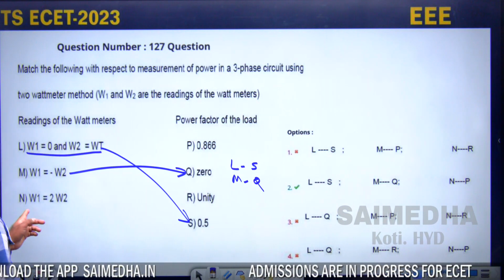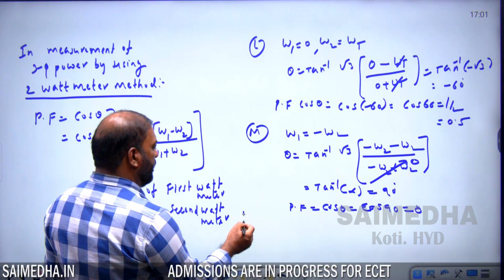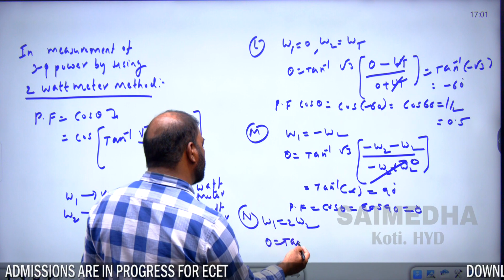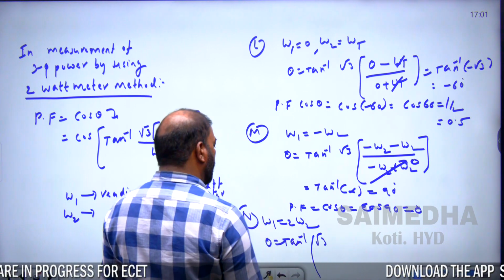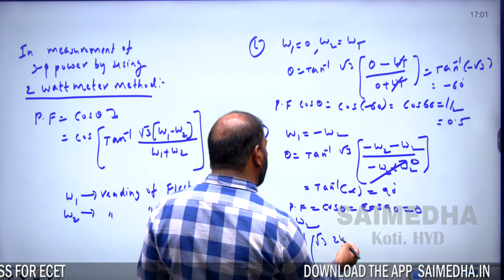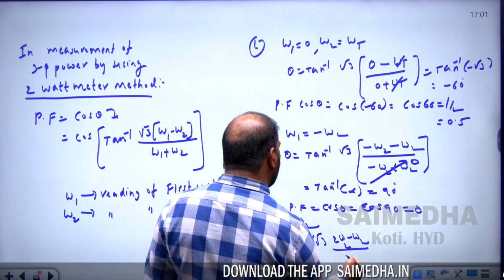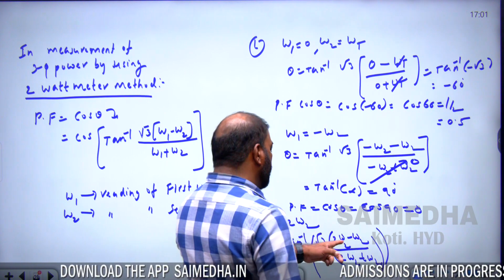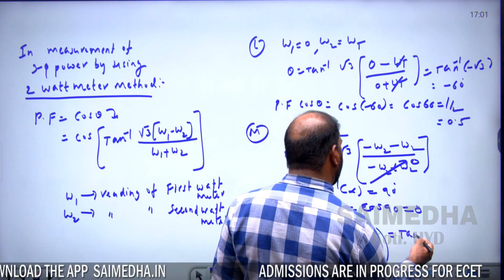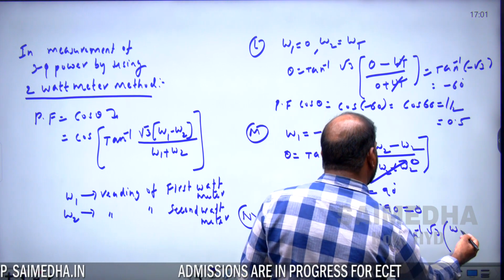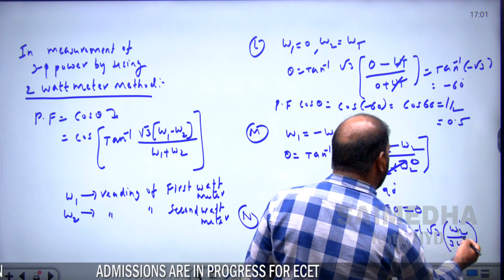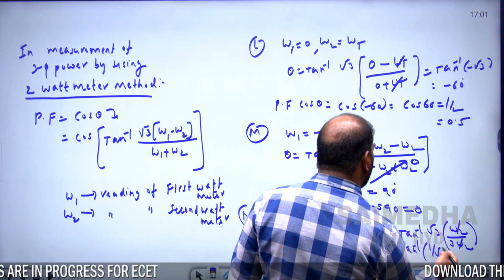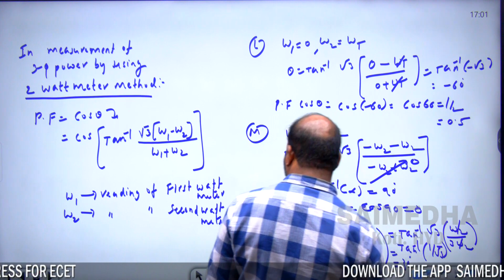The last thing here is W1 equal to 2W2. What about theta here? Theta is tan inverse of root 3 into (2W2 minus W2) by (2W2 plus W2). That is W2 by 3W2, so tan inverse of root 3 by 3, which means tan inverse of 1 by root 3. 1 by root 3 means 30 degrees.